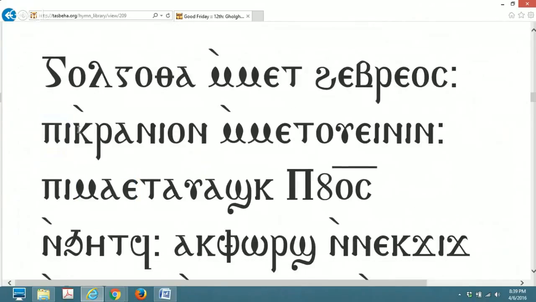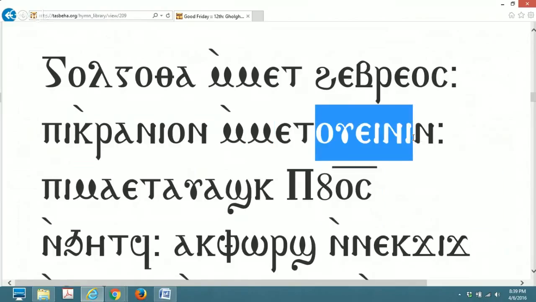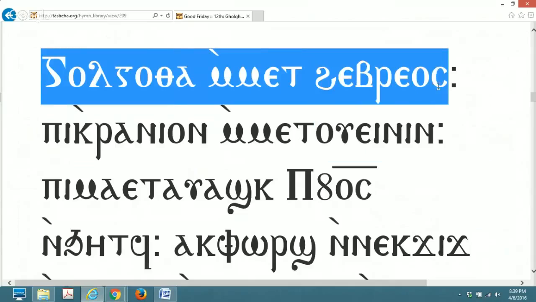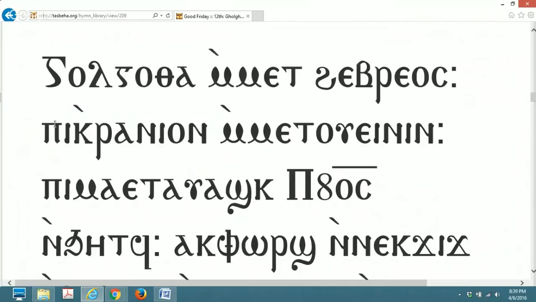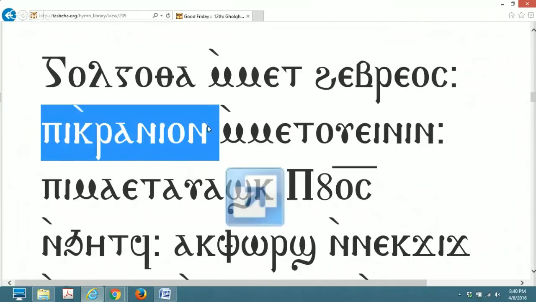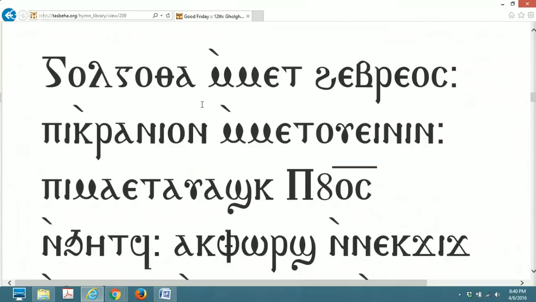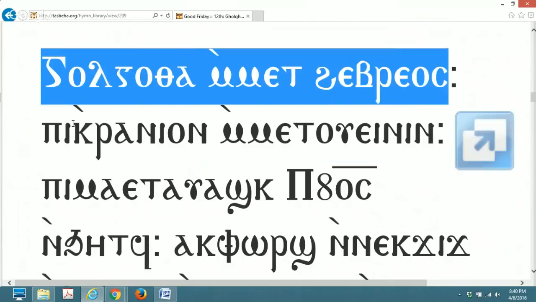P ekranion, so the kranion, en met Ouainin. Ouainin means Greek or Greece. So Golgotha, in the state or condition of being Hebrew, or in other words, in the Hebrew language. Or the kranion, in the state or condition of being Greek, or in other words, in the Greek language. So the first two lines of Golgotha are saying Golgotha in Hebrew and kranion in Greek.